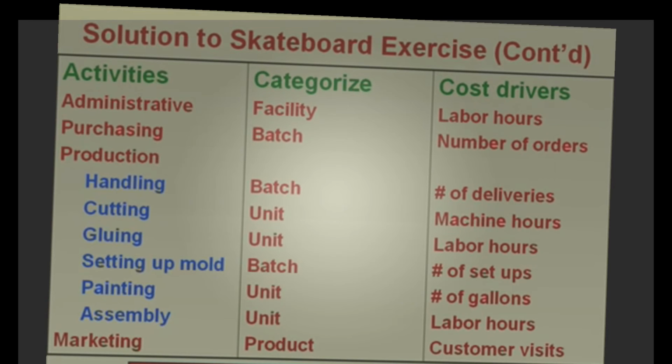Let's look at part C. Assume that you speak to the respective departments and you determine the cost driver usage as follows. Please look at this.